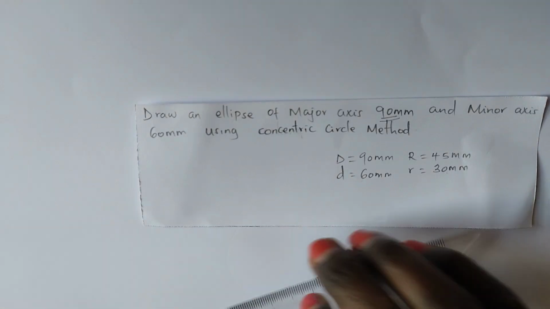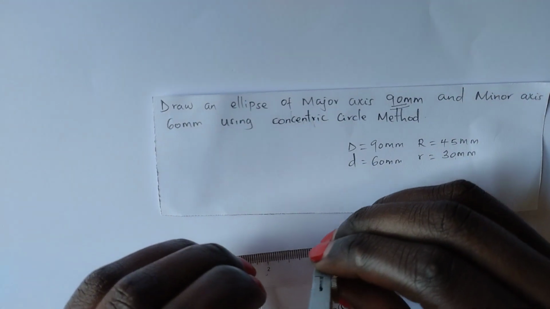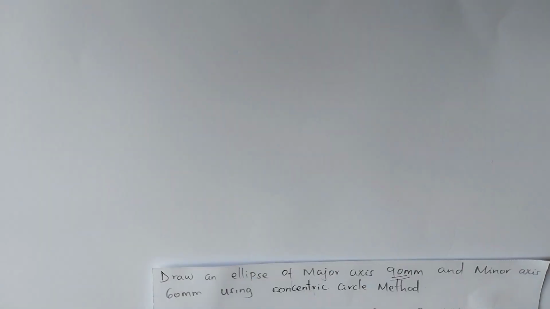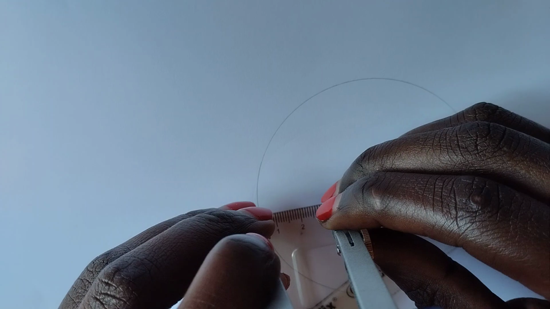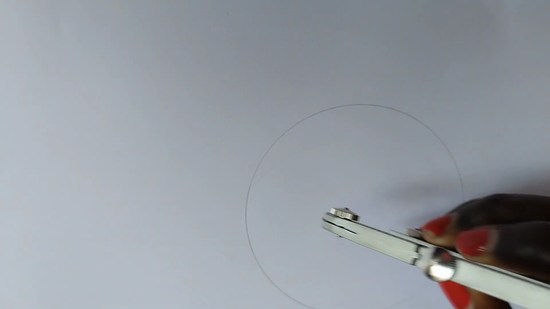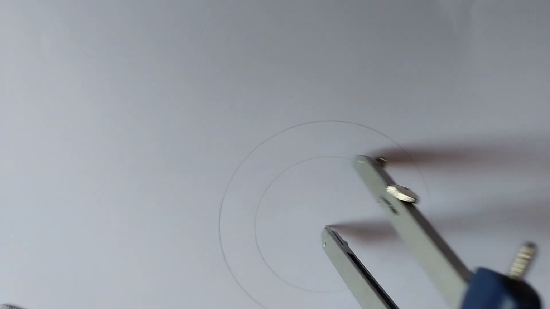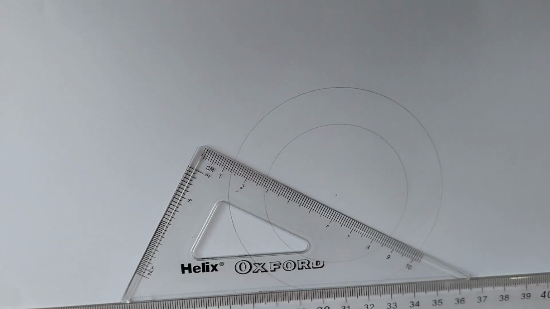So I'm going to measure my 45 millimeters with my compass and draw that circle. So I have my first circle. For my second circle, 30 millimeters is our radius. We're going to use the same center, and I'm going to draw the minor circle. From there, I'm going to divide this circle into 12 equal parts.